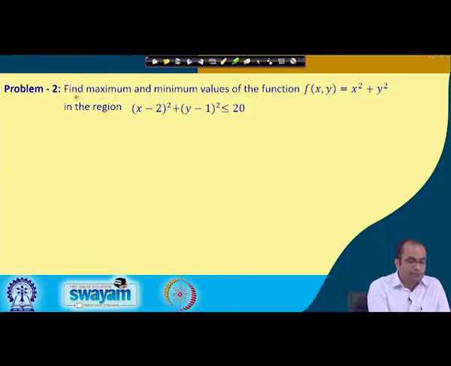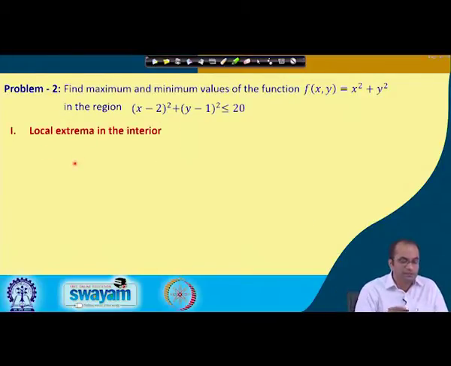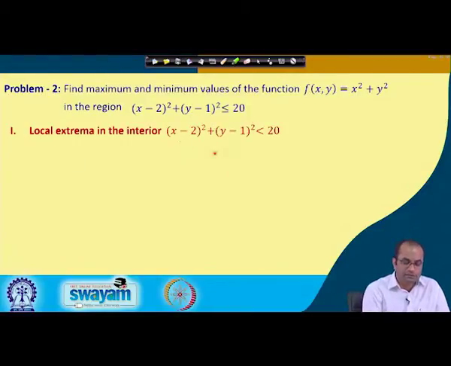Next problem. So, we want to find the maximum and the minimum value of this function x square plus y square, and in the region x minus 2 whole square plus y minus 1 whole square less than or equal to 20. So, again we have the similar problem. We have the region given here and this function x square plus y square. So, we will deal exactly in a similar fashion. We will first look for the extremum in the interior point, that means when strictly less than 20. So, we have this open domain, no boundaries.